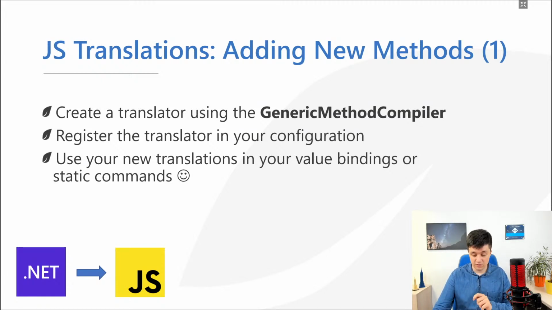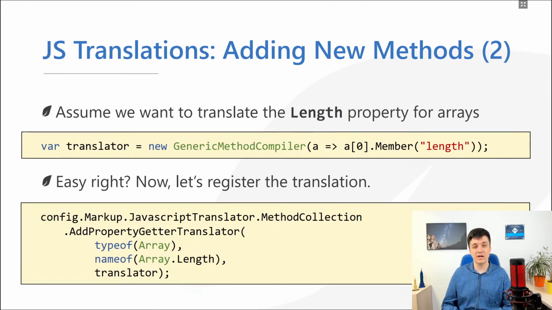So to give you a concrete example of how this actually looks, let's assume for a short period of time that .vvm developers forgot to write a JavaScript translator for the length property on arrays, as we will be implementing it ourselves right now. So what do we need to do in order to support this?